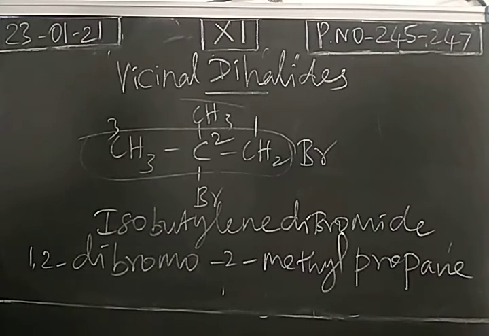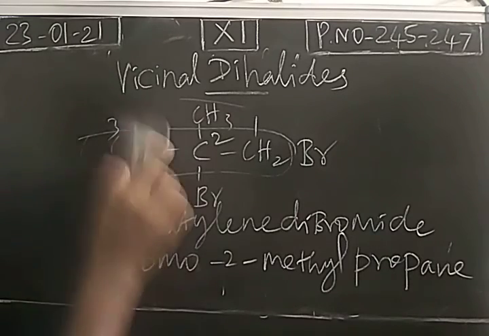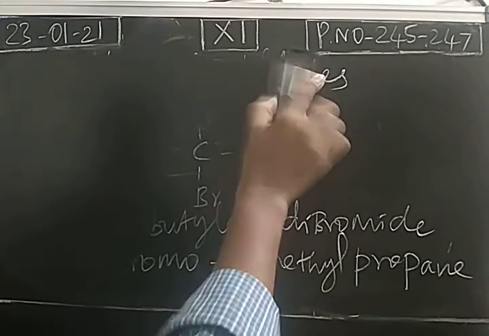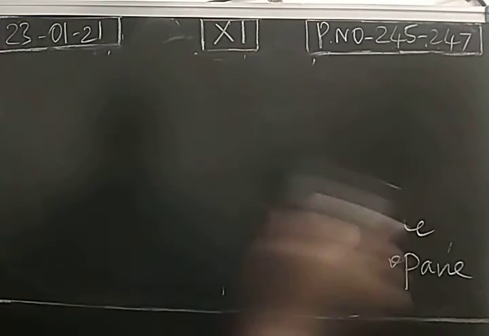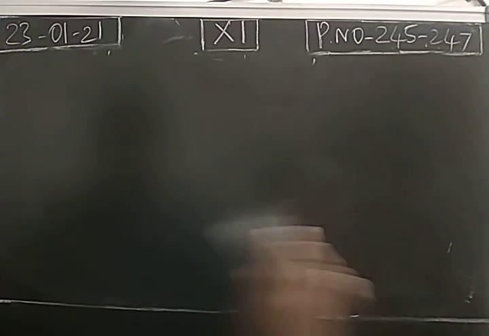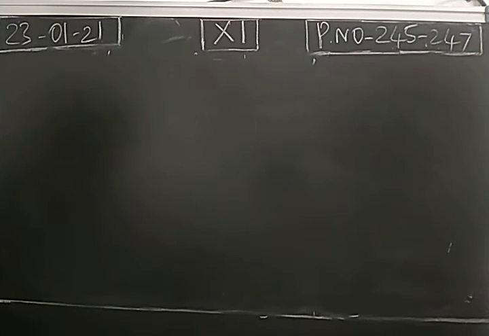So these two are polyhalogen compounds. An organic compound with more than one halogen atom is called a polyhalogen compound. There are two types, gem dihalide as well as vicinal dihalide. Next one, preparation of polyhalogen compounds. First we can prepare gem dihalides.